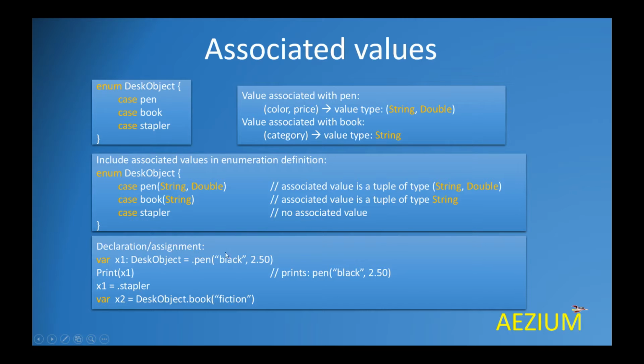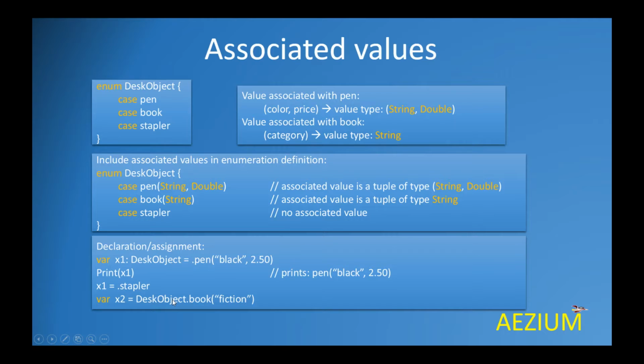Once we make an assignment like this, we can reassign a new value to x1, and the new value has to be selected from the list of values in our enums definition. So in this case, I am reassigning x1 with a new value, stapler. But stapler does not have any associated values, so we can just use it directly like this.